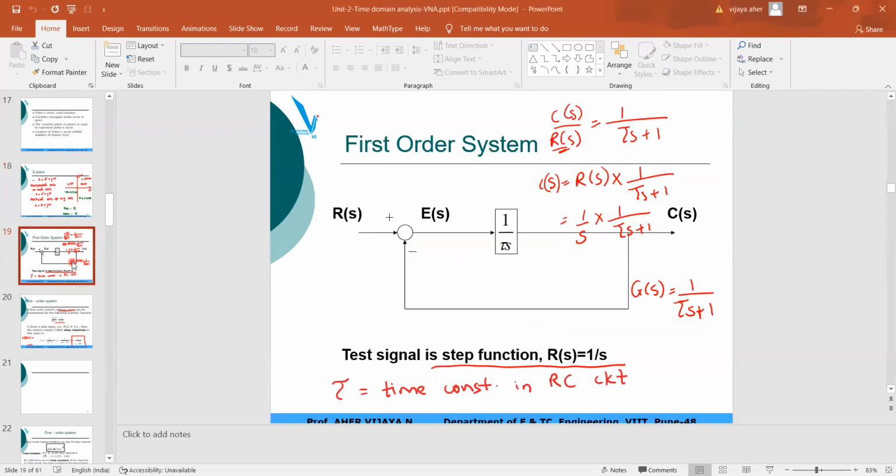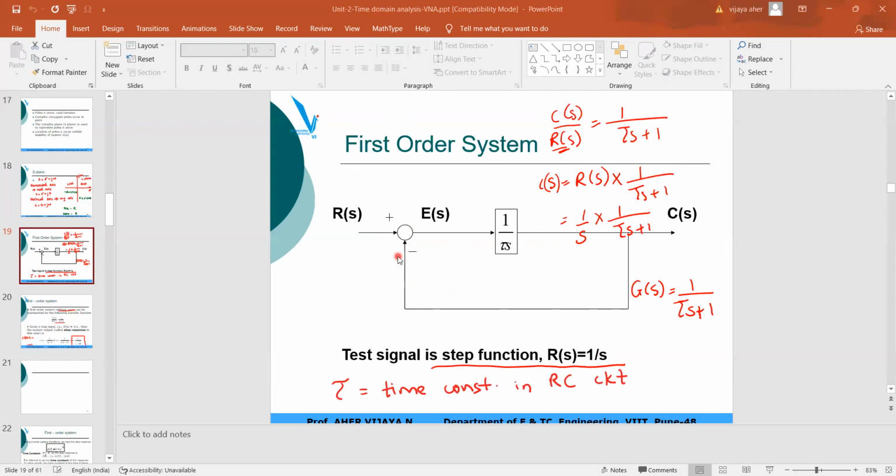चलो आगे चलते हैं. Now talking about first order system. Is the screen visible clearly? Okay. Now give the heading. Students, please give the heading: first order system. So this is the block diagram of first order system.